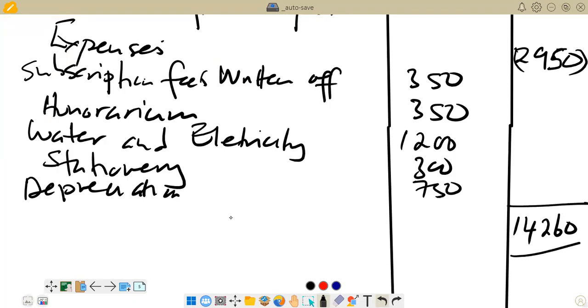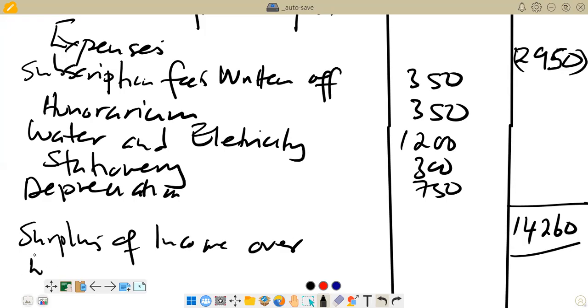So what does it mean? It means we are having a surplus of income over expenditure, since we are having 14,260. Then on the opposite, if we got a negative, it would be a deficit of income over expenditure. So this is what we have, guys, in terms of this question 6 on the question paper of 2021.